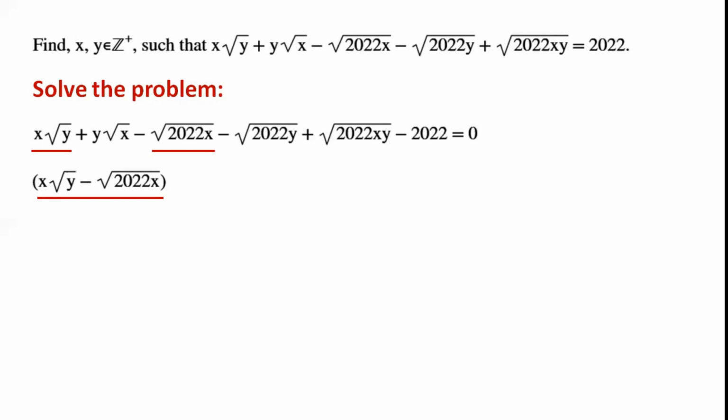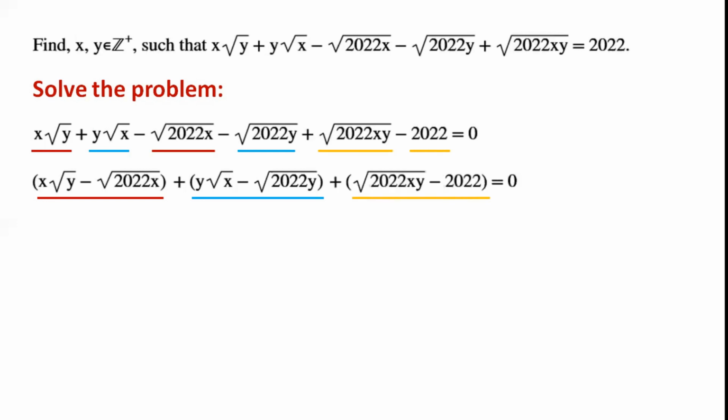We can write the terms x√y and −√(2022x) as one group. Similarly, we can write the terms y√x and −√(2022y) as one group. And we can write the terms √(2022xy) and −2022 as one group.